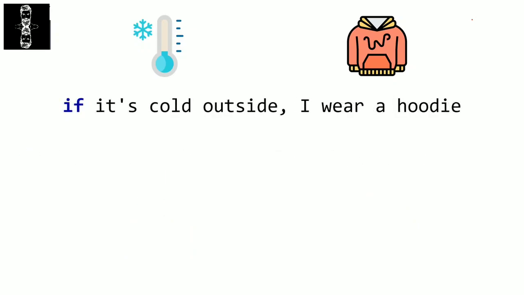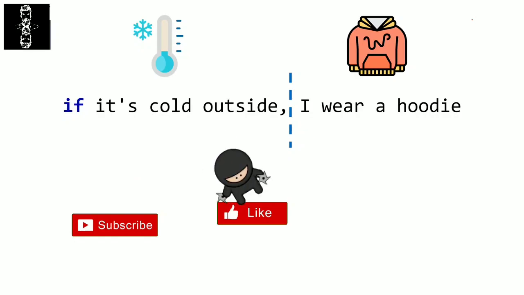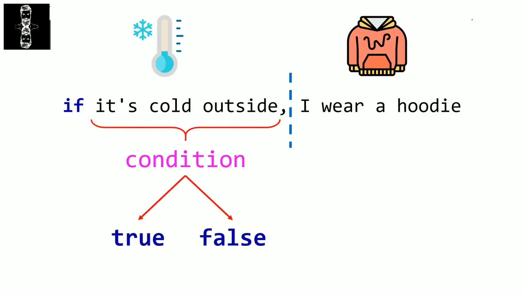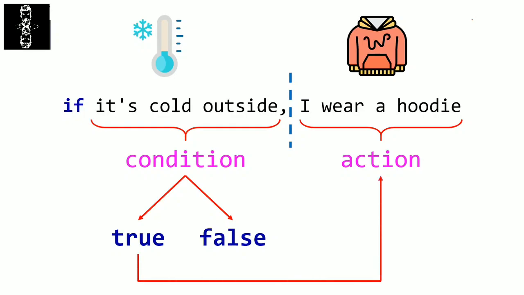We can divide it in two parts. The left part, which is the condition, can be either true or false. This is what we call a Boolean statement. And the right part is the action. So by saying this, you will first verify the condition. In other words, you check if it's cold outside, and if you find out that it's true, you will execute the action, which is wearing the hoodie. And if you find out that it's false, you won't execute the action.